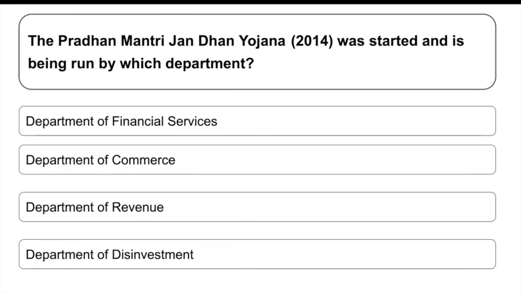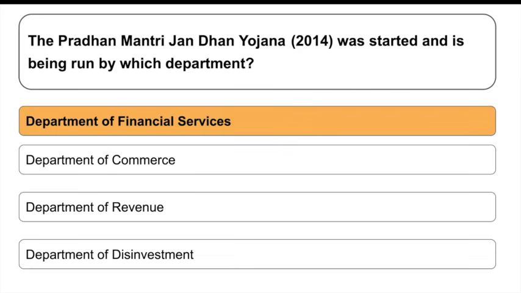The Pradhan Mantri Jan Dhan Yojana 2014 was started and is being run by which department? So 4 departments are given here. The Department of Financial Services, Department of Commerce, Department of Revenue and Department of Disinvestment. So the correct answer is Department of Financial Services is what is looking at the Pradhan Mantri Jan Dhan Yojana.